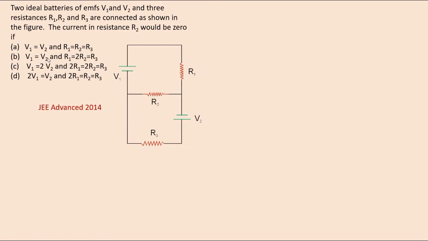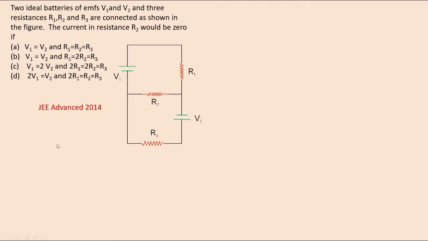Option B, V1 is equal to V2 and R1 is equal to 2R2 is equal to R3. Option C, V1 is equal to 2V2 and 2R1 is equal to 2R2 is equal to R3. Option D, 2V1 is equal to V2 and 2R1 is equal to R2 is equal to R3. This is the circuit given. We will see the solution now.